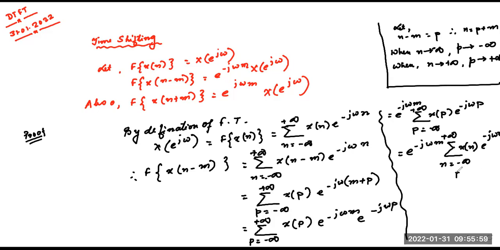Because let us take p as n. So that is nothing but e to the power minus j omega m into x of e to the power j omega.